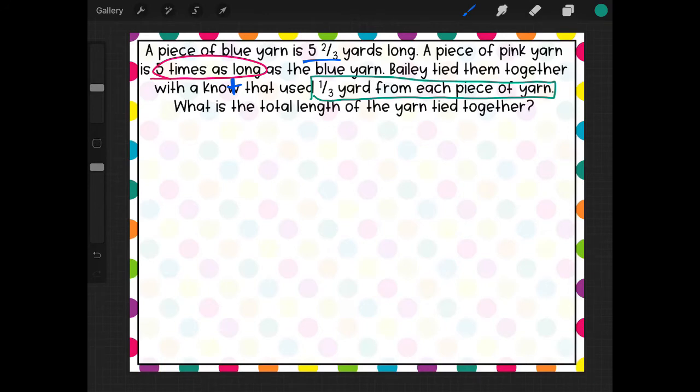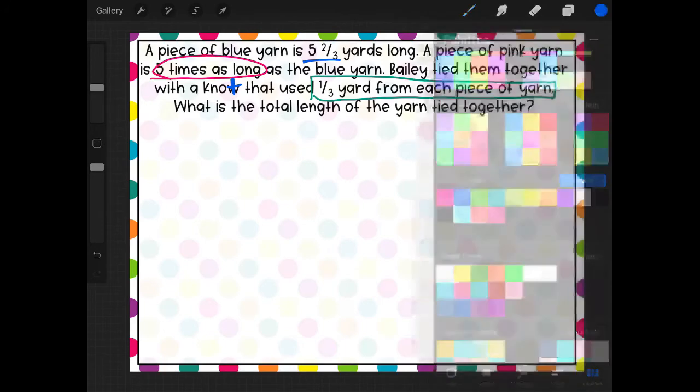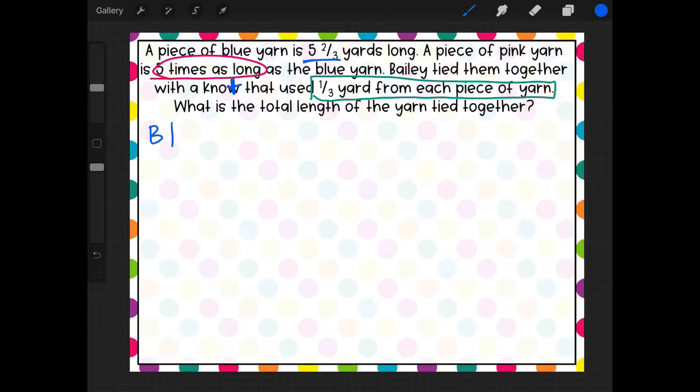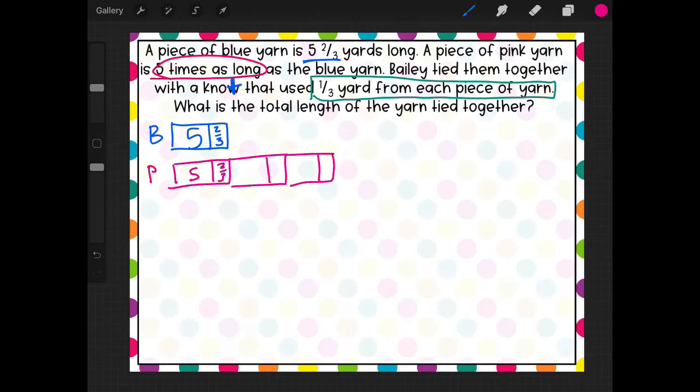And I'm going to draw a picture of what I already know. So I'm going to come back and we're going to start with the blue yarn here. I'm going to make this tape diagram, actually, you know what, let's make it a little bit smaller here just because we're going to need to do this 5 times. So this represents 5 and this represents 2/3. Now my pink yarn here is going to be 5 times as long as this. So I'm going to need to do this 5 times. So I've done it once, 2, 3, 4, 5, and I'm going to label each of these so that I know what squares represent what.